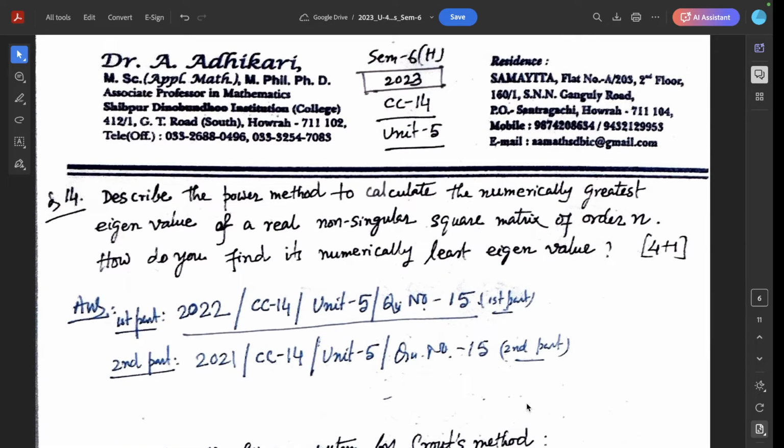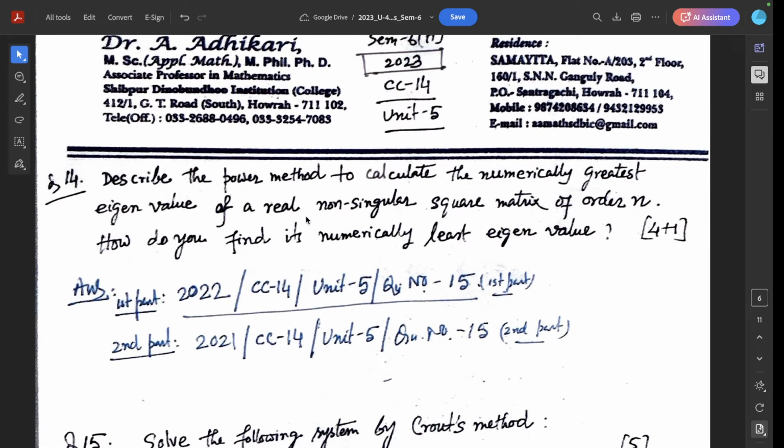Next question, Unit 5, question 14. Describe the power method to calculate the numerically greatest eigenvalue of a real non-singular square matrix of order n. How do you find its numerically least eigenvalue? Already we have discussed this in the 2022 question paper, CC-14, Unit 5, question number 15, first part, and the second part is this question 15, second part.